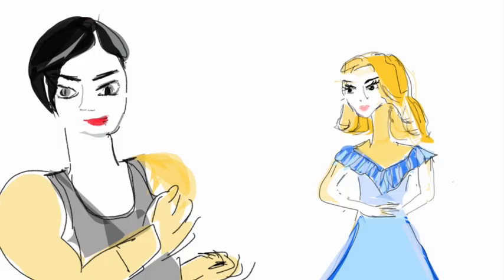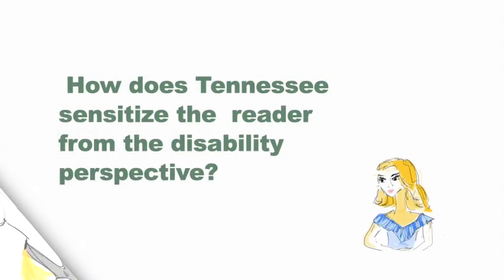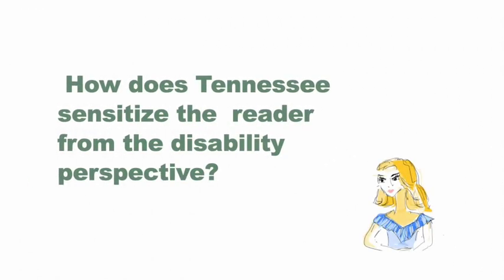What is important for us to understand by the end of the play is not who is a victim and who is the villain. We have to understand the way in which both the characters behave, because both are trying to defend themselves. But when we see this play from the perspective of Blanche, it is important to see what Tennessee was trying to sensitize the reader to from the perspective of disability.